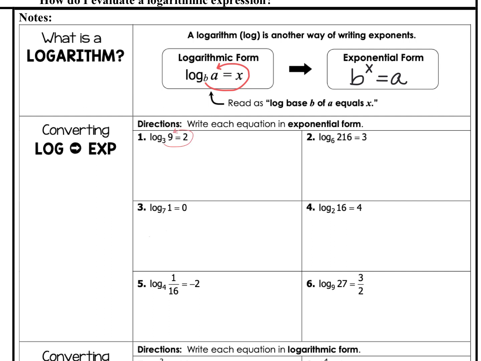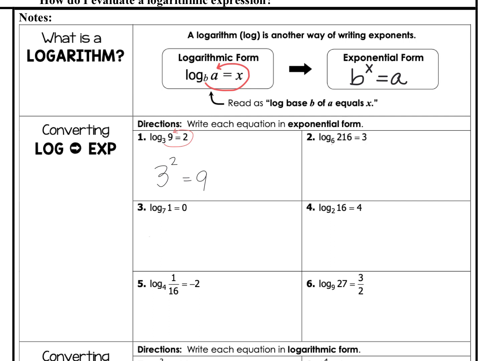So we go loop-de-loop around the way. We go counterclockwise, okay? And it is 3 to the second power is equal to 9. Is that true? Yeah. Okay. So all a log does is it tells you how would this be written as an exponent? 3 to the second power is 9.